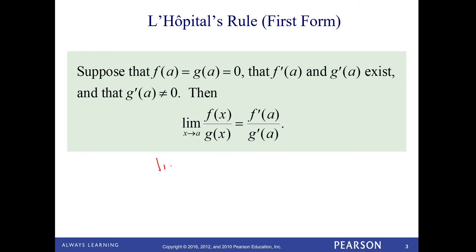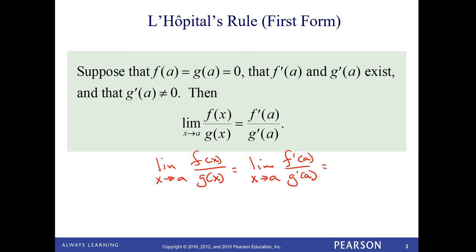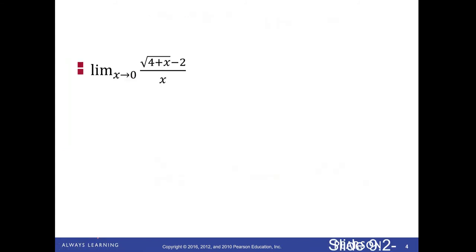I would put an in-between step in. I would say that the limit as x approaches a of f of x over g of x equals the limit as x approaches a of f prime of x over g prime of x, still looking for the limit, and in this case now I can substitute in a to get f prime of a over g prime of a. So that's L'Hopital's rule. Let's do one.